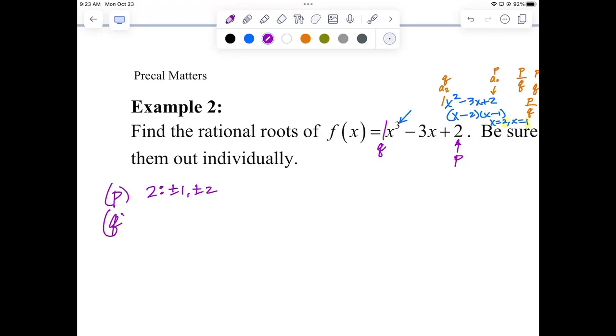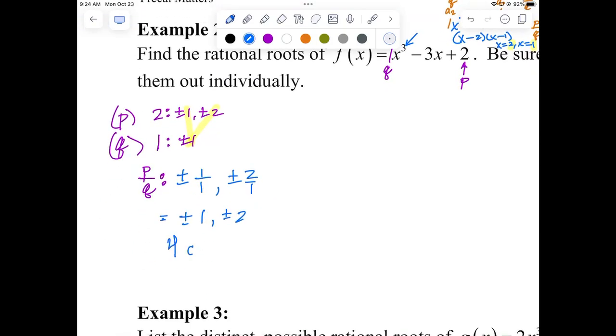And the same thing with Q. The leading coefficient is 1, so it's plus or minus 1. That's it. Now, to list the combinations of P over Q, all you have to do is what we did above. It's like you're distributing. You're doing 1 over 1 and then 2 over 1, and you only need the plus or minus one time, because the ratio is either positive or negative. So we'll say plus or minus 1 over 1 and plus or minus 2 over 1. That simplifies to plus or minus 1 and plus or minus 2. So we have 4 candidates, or 4 possible rational solutions.